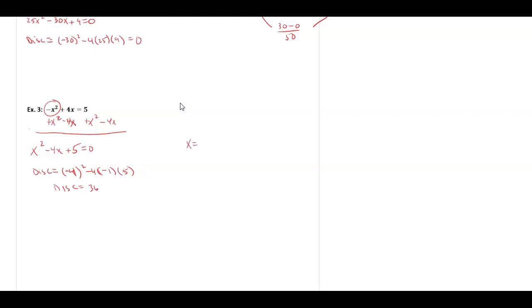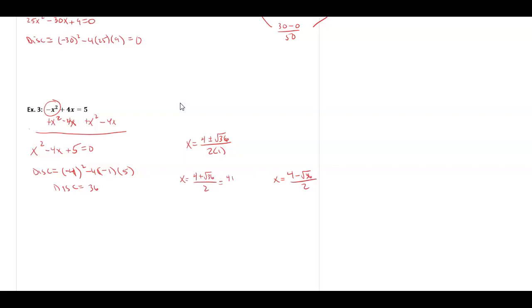So right away, my two solutions are x equals, the opposite of b is going to be positive 4 plus or minus the square root of 36 divided by 2 times 1. And when we break this up into two problems, we get 4 plus the square root of 36 all over 2. And my second solution would be 4 minus the square root of 36 all over 2.